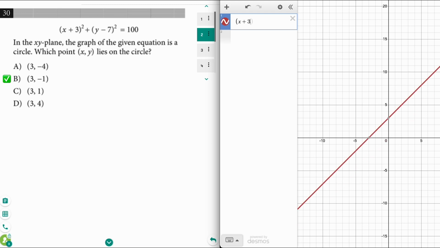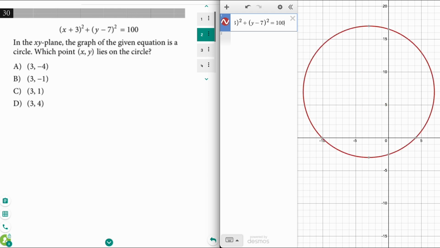Now, we could obviously use Desmos as well, simply by plugging in the equation of the circle and then plugging in the points and seeing which point lies on the circle. But all of that typing takes about 25 seconds, whereas it only took me 10 seconds to do in my head. So there's a lesson here. Just because you can use the calculator doesn't mean you should.